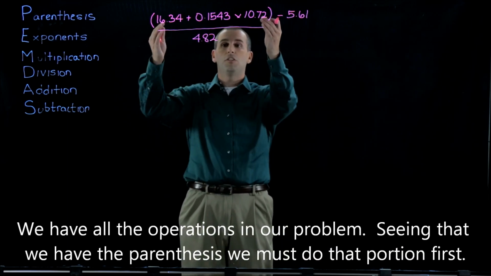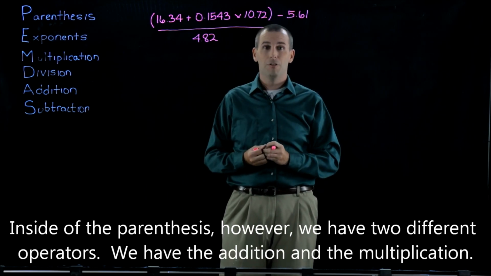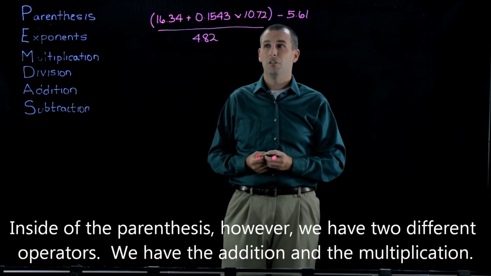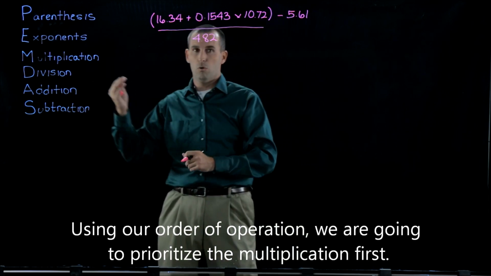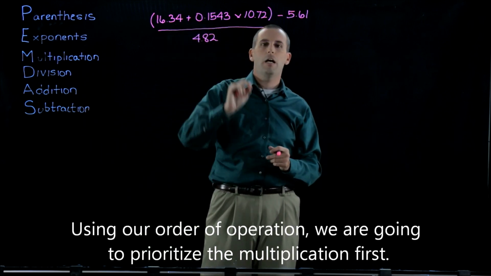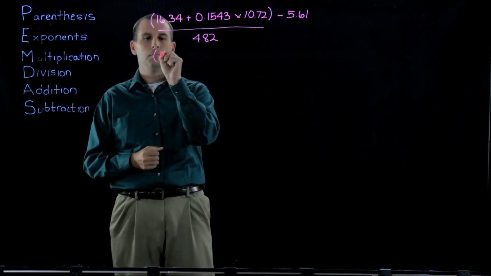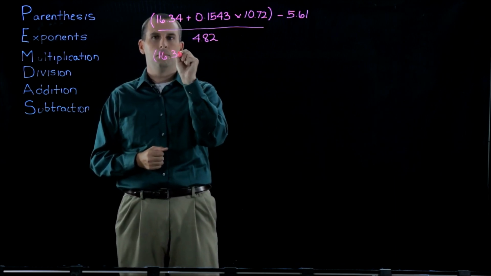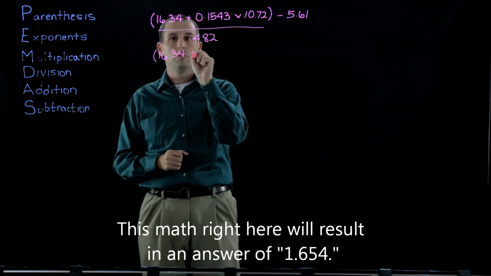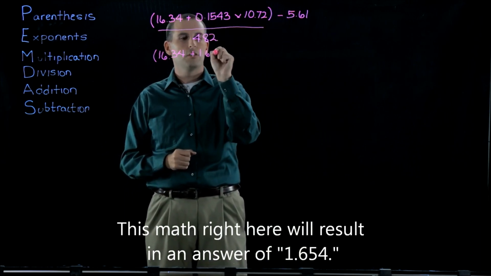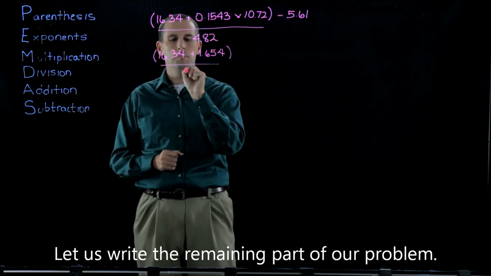Seeing that we have the parentheses, we must do that portion first. Inside of the parentheses, however, we have two different operators. We have the addition and the multiplication. Using our order of operation, we're going to prioritize the multiplication first. This math right here will result in an answer of 1.654. Let us write the remaining part of our problem.